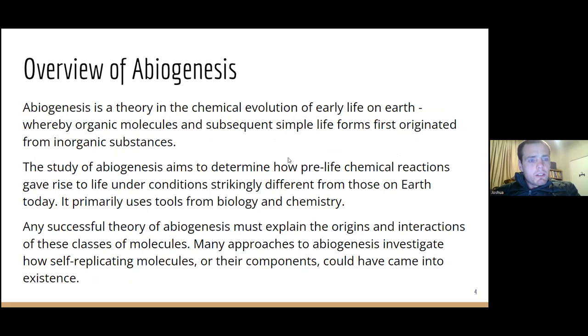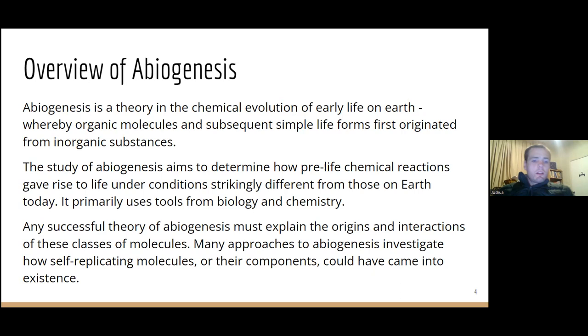So, a brief overview of abiogenesis. Abiogenesis is a theory in the chemical evolution of life on Earth, whereby organic molecules and subsequent simple life forms first originated from inorganic substances. So the study of abiogenesis aims to determine how pre-life chemicals could have given rise to life under conditions strikingly different from those on Earth today. It primarily uses tools from biology and chemistry.